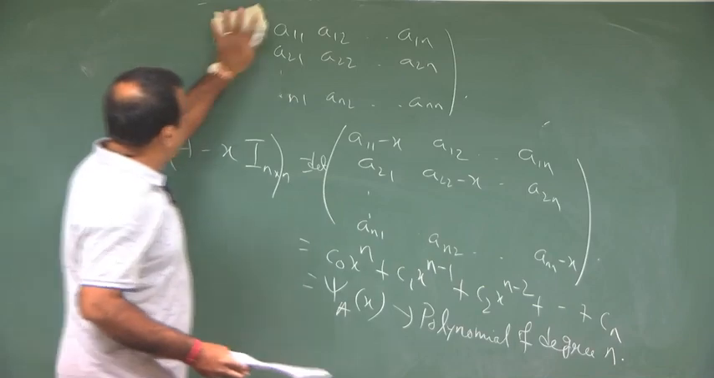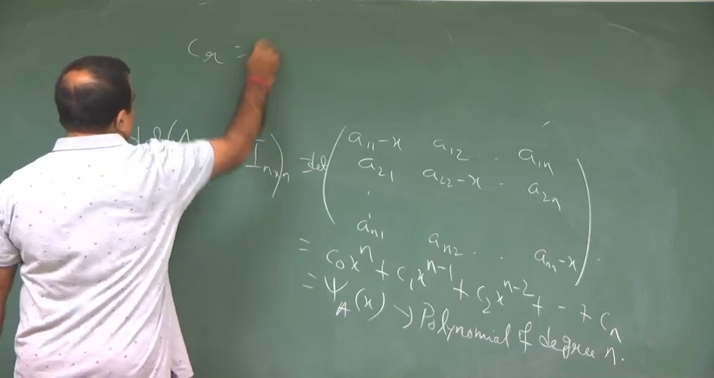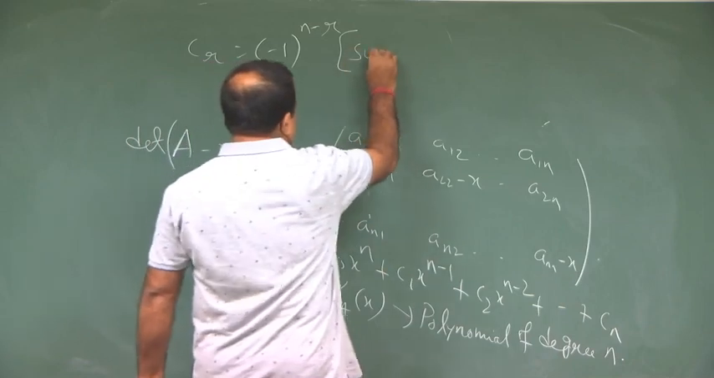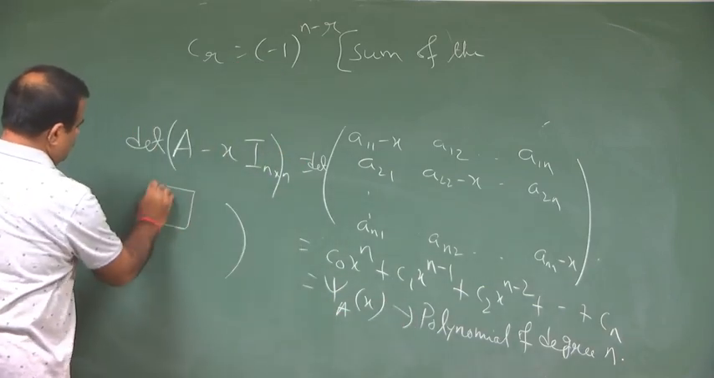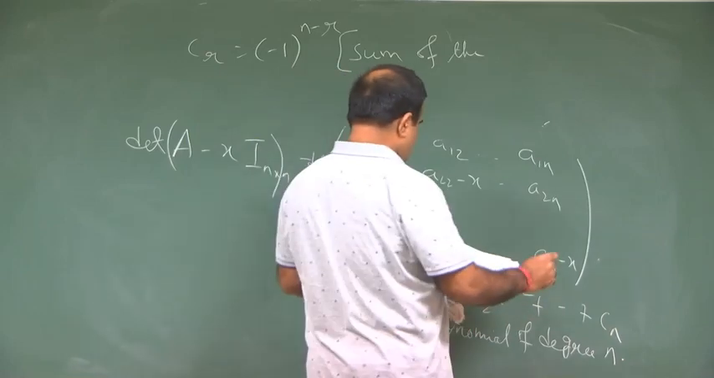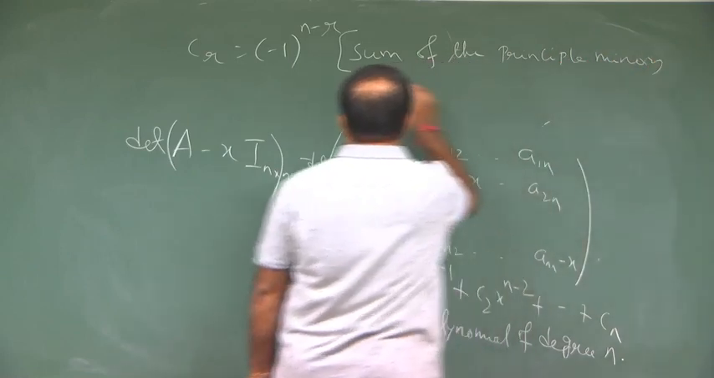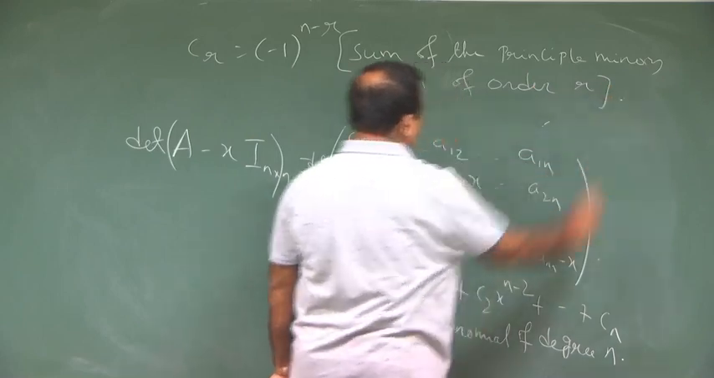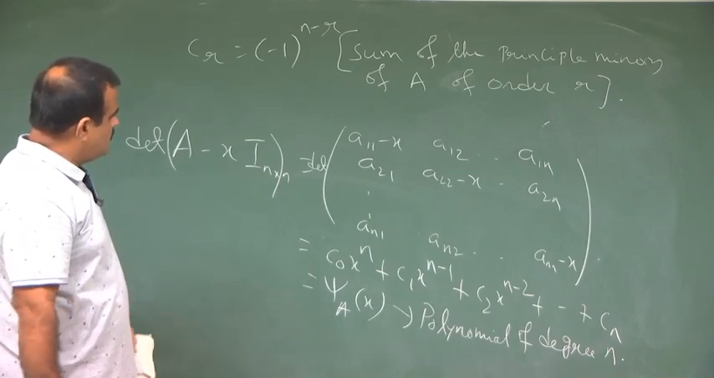The coefficients are coming from the principal minors. So c_r is minus 1 to the power n minus r times the sum of the principal minors of A of order r. Principal minors are those taken along the diagonal elements.